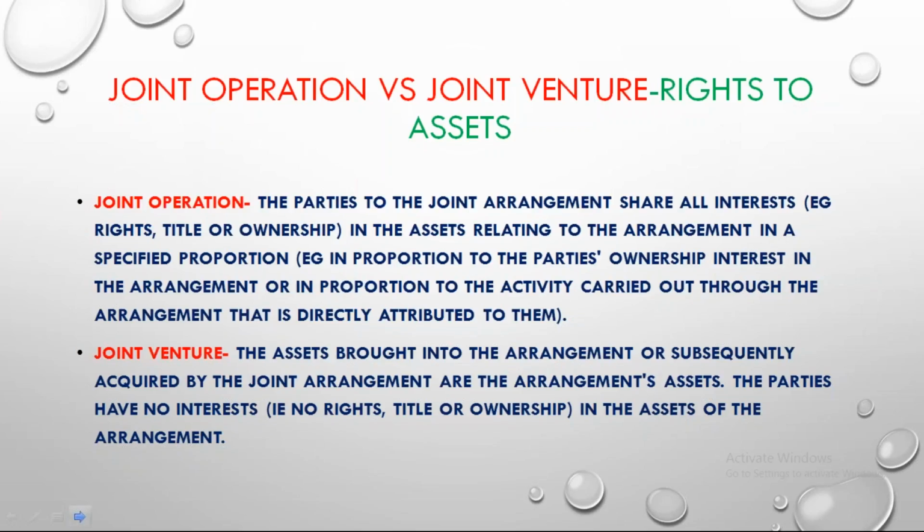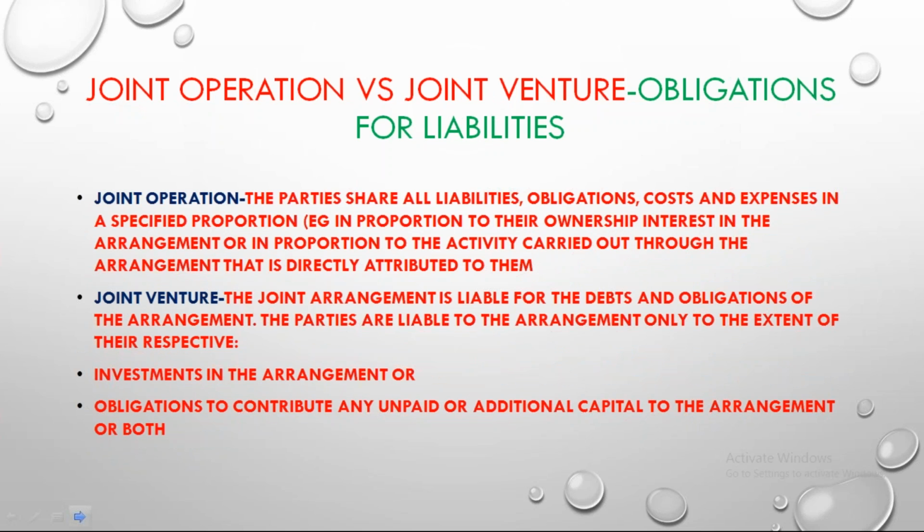But if it's a joint venture, when you form that separate legal entity, the asset belongs to that entity, and the liabilities also belong to that entity. We are just like the shareholders. The only difference is that no one is controlling. So, liabilities and obligations: in a joint operation, the parties share all liabilities, obligations, costs and expenses. All the cost, all the revenue, everything will be shared in proportion to the ownership interest in the arrangement.